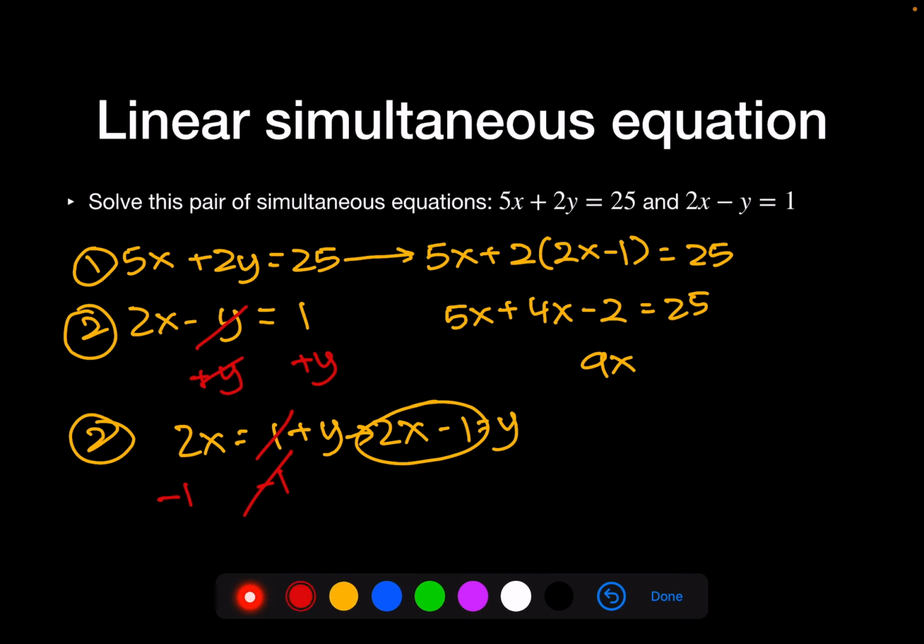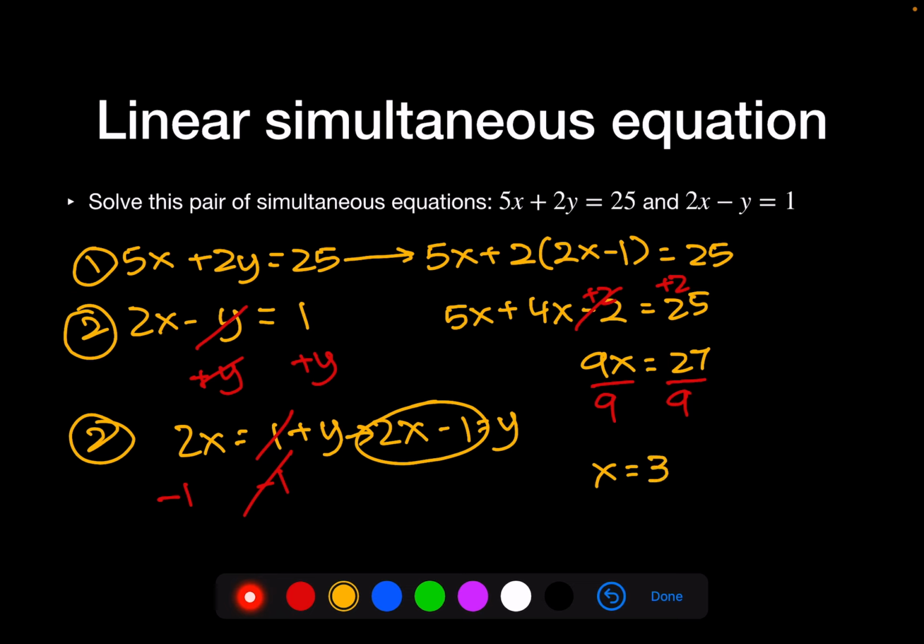And then I just need to add 2 on both sides, which cancels out the minus 2 on the left hand side. And that leaves us with 27 on the right hand side. And we can just divide both sides by 9 now to cancel out the 9 on the left hand side. So that gives us x is equal to 3.